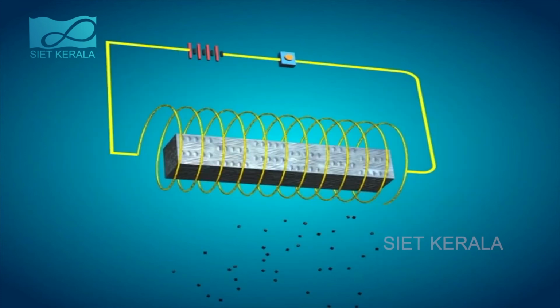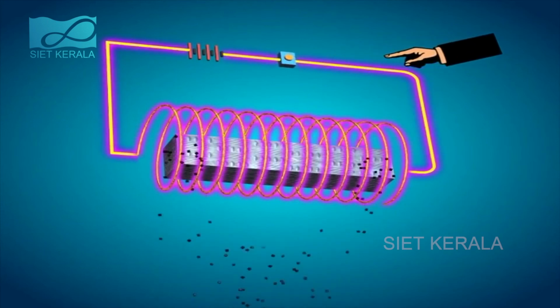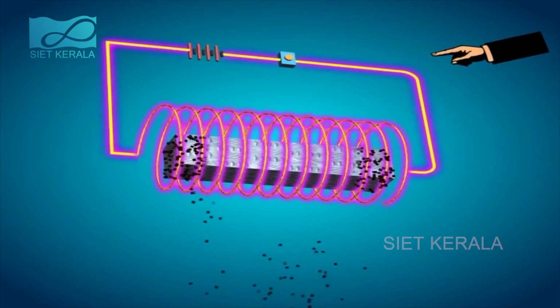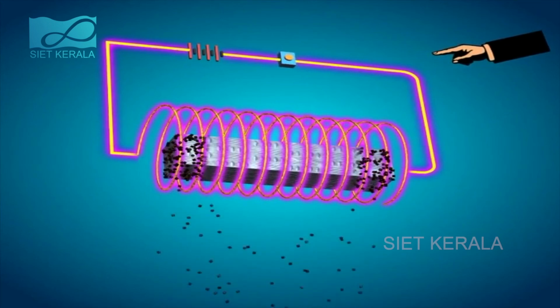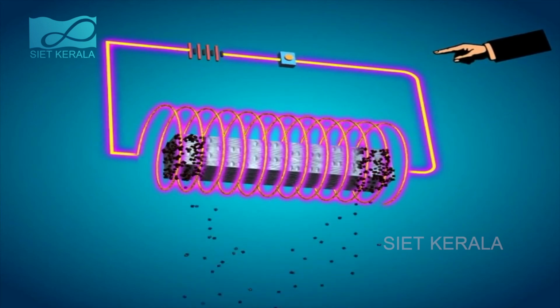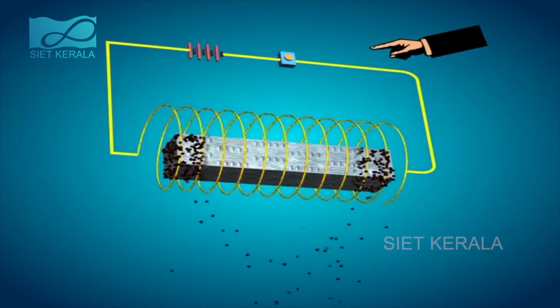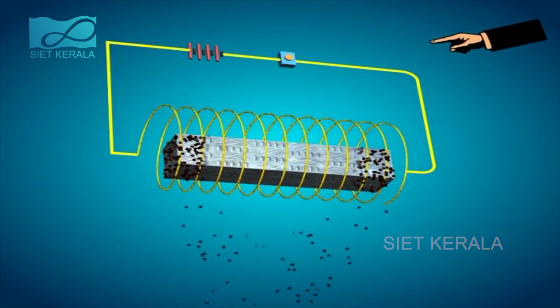Let us see how an electromagnet is made. Insulated copper wire is wound from one end of a soft iron core to the other end several times. A direct current is sent through the wire. The core becomes a magnet. But when the current is switched off, the core does not show any magnetic properties. This arrangement is called an electromagnet.